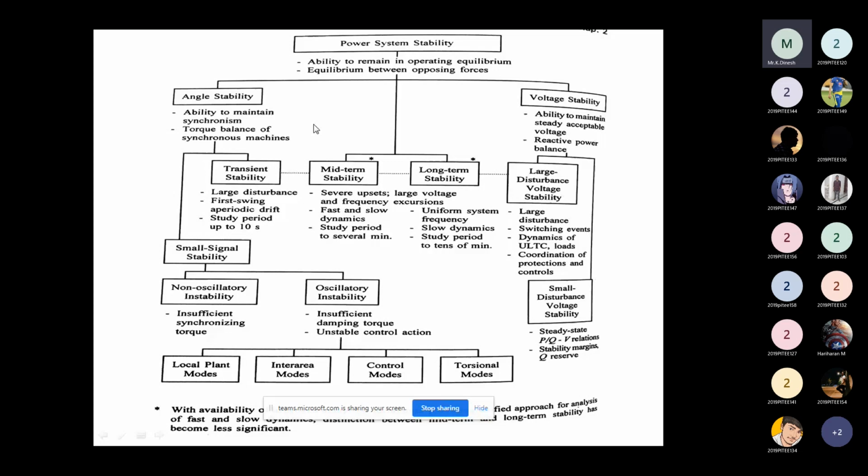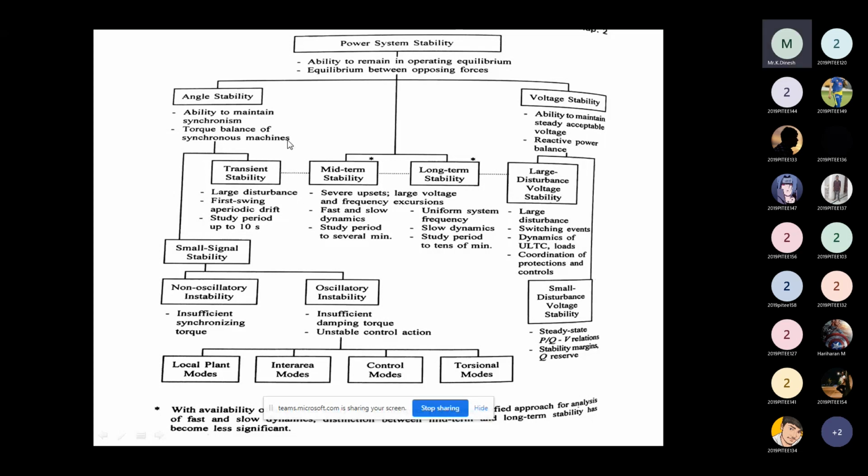We are considering our synchronous generator. So we need to maintain our voltage profile as well as your angle profile. Both should be good. In angle stability, be able to maintain synchronization, because in most of our generating units having synchronous machines only, so we have to maintain our speed in synchronous mode and torque balance of synchronous machines.